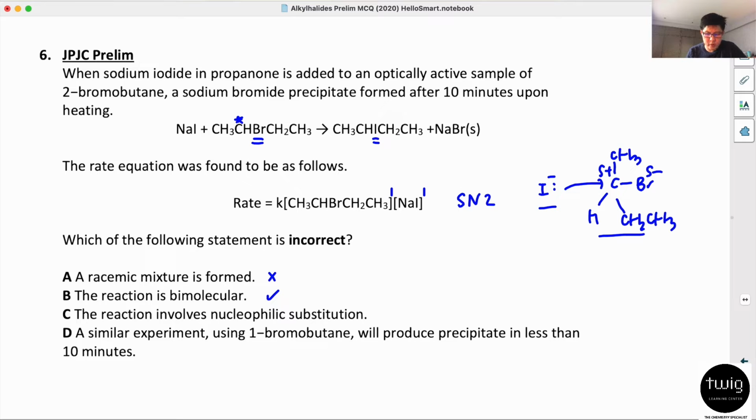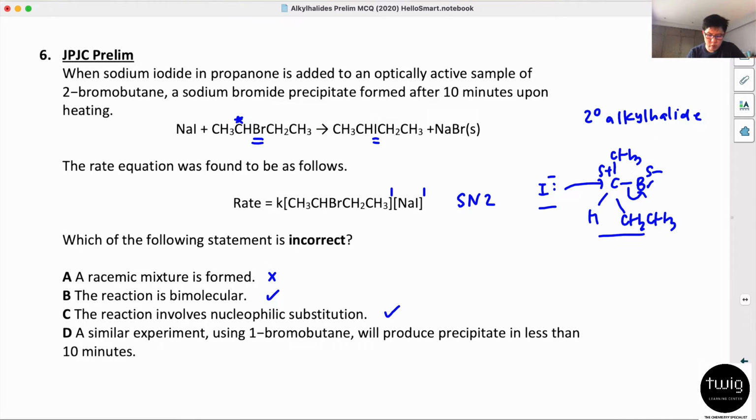The reaction involves nucleophilic substitution. Yes, I minus was the nucleophile and substituted the Br. The Br will leave. That's true. A similar experiment using 1-bromobutane. If you look at this compound, this is a secondary alkyl halide.